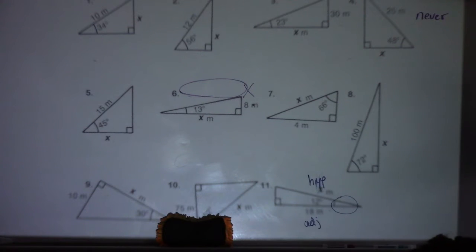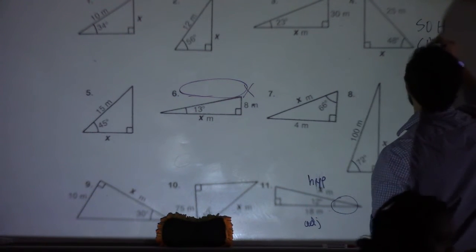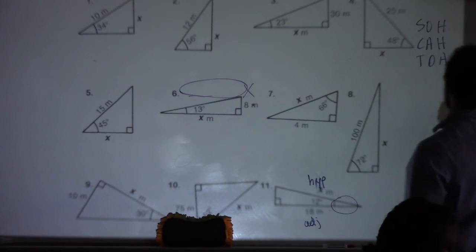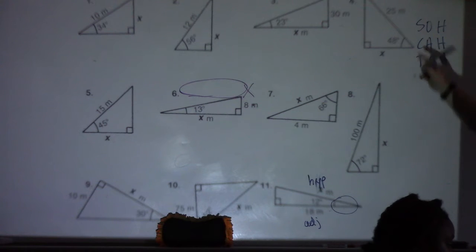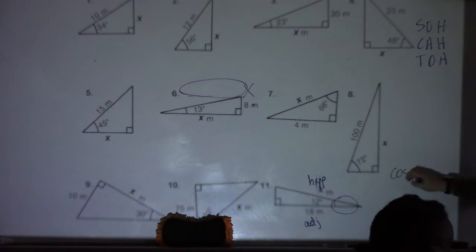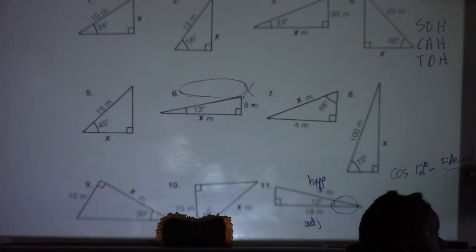If you're forgetting it or you're struggling to remember it, don't forget the acronym to help us remember what each of the ratios are. SOHCAHTOA. We've got adjacent, hypotenuse, I'm dealing with cosine. Specifically, it's the cosine of 12 degrees is equal to the side adjacent to 12 degrees divided by the hypotenuse.